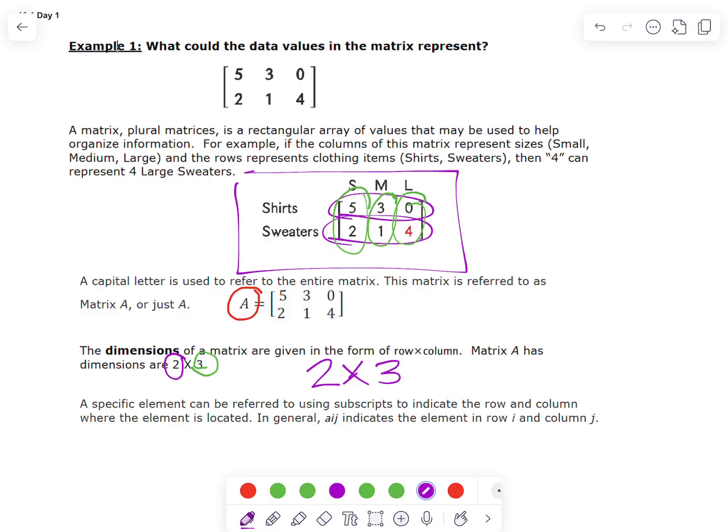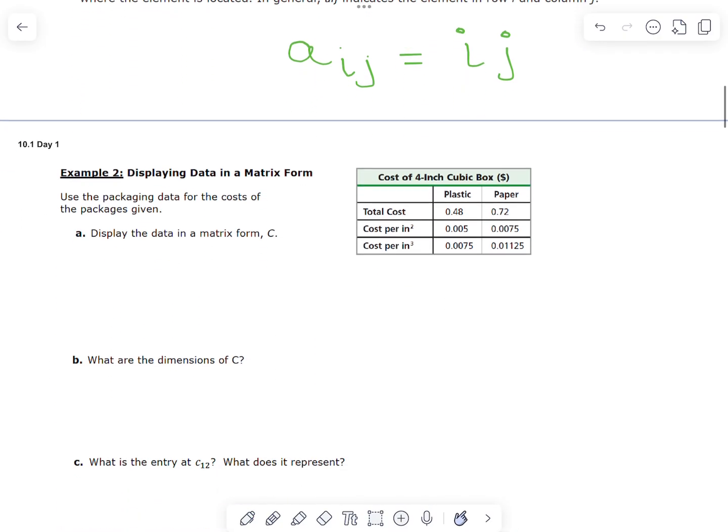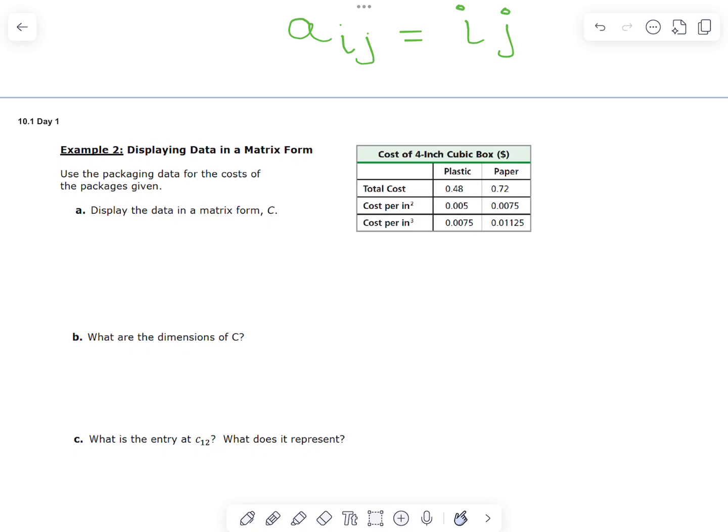Then we get into specific row and column elements. A specific element can be referred to using subscripts to indicate the row and column where the element is located. And we call this row i and column j. So if we have a_ij, you look at the row and then the column number. So we'll look at that in an example below.